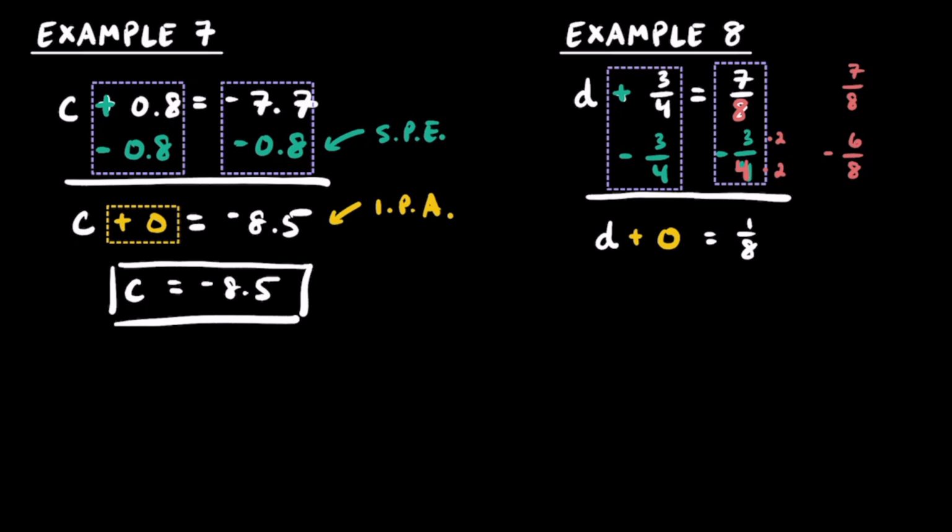If 7/8 minus 6/8 is equal to 1/8, that means that 7/8 minus 3/4 is also equal to 1/8. When we subtracted 3/4 from both sides, we were using the subtraction property of equality, and when we're about to drop the 0 over here next to the d, that's going to be the identity property of addition. At the end of the day, we can say that d is equal to 1/8. There's our solution.